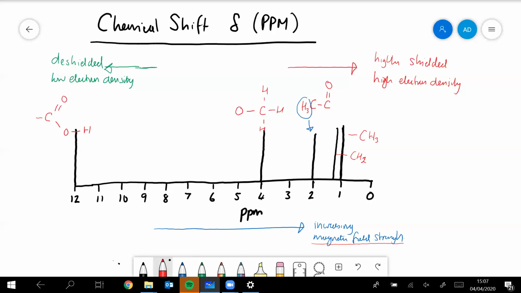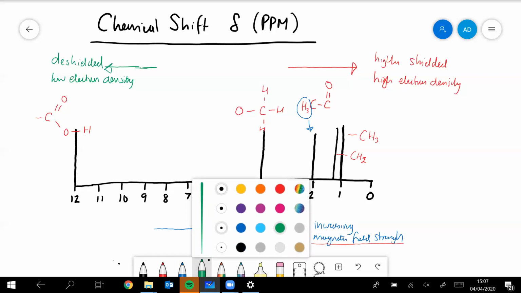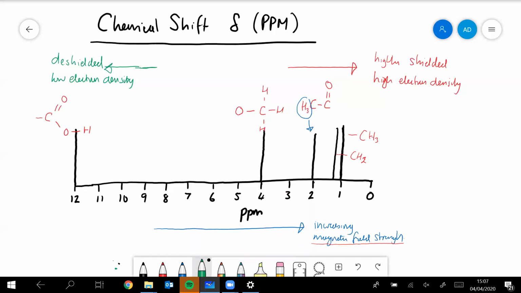Right, time now to talk about this 0 ppm value. Whenever an NMR spectrum is carried out on a compound, they always add a reference. What is in the spectrum but isn't actually marked is a signal which is at 0 exactly, and that is due to the reference compound.